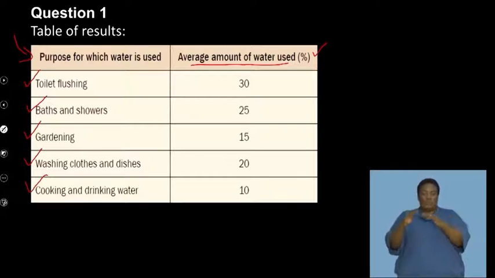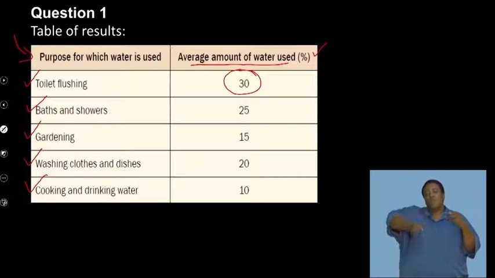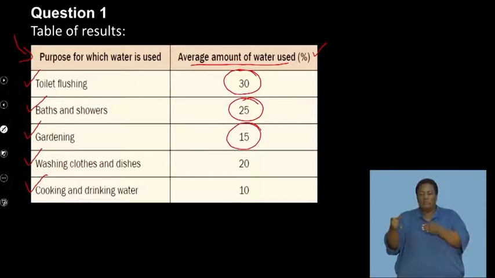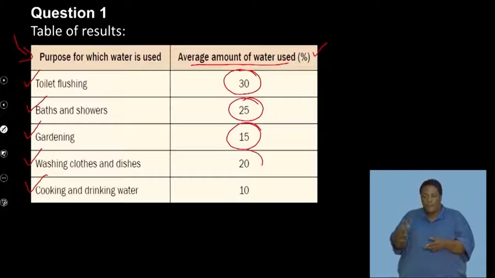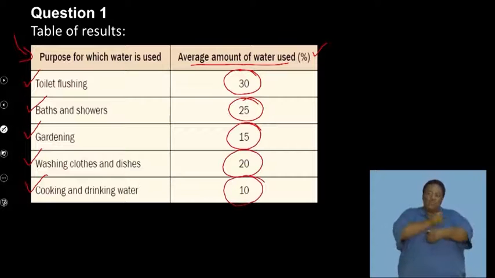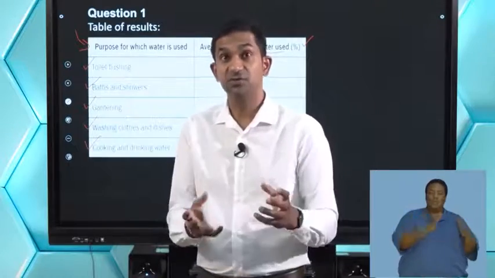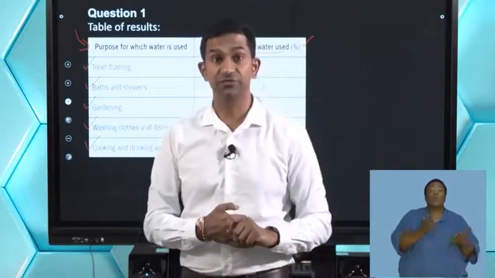If you look at the data table, you will see that there's a large percentage of water being used for flushing. Then we see a significant amount, almost a quarter of the water used in their households, used for baths and showers. We see that a percentage was used for gardening, probably for keeping their lawns, or probably if they had vegetables growing. We see that 20% was used for washing clothes, and cooking and drinking was a significantly smaller percentage. What's interesting to remember is that in most households, the most amount of water being used is for the flushing of our toilets.